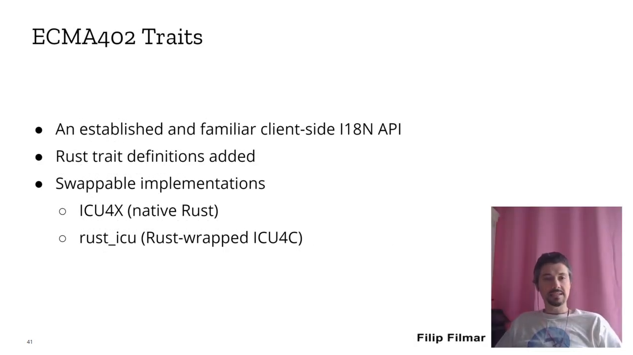ECMA 402 is an established and familiar client-side internationalization API. While the original API is implemented in JavaScript, the abstract API defined by ECMA 402 is a useful substrate for general internationalization use. So we defined an API surface in Rust inspired by ECMA 402, which we are implementing using the primitives provided by ICU4X. The traits can have other implementations as a polyfill for any missing functionality in the interim, such as the Rust ICU implementation, which is a Rust wrapper around the ICU4C library.